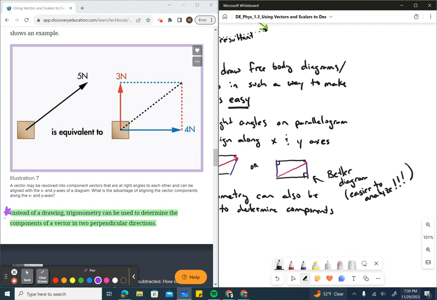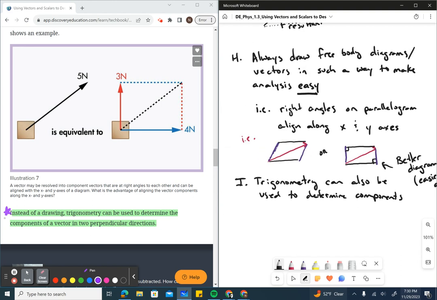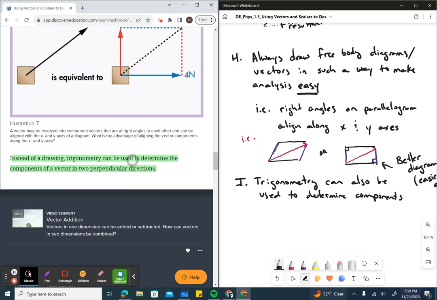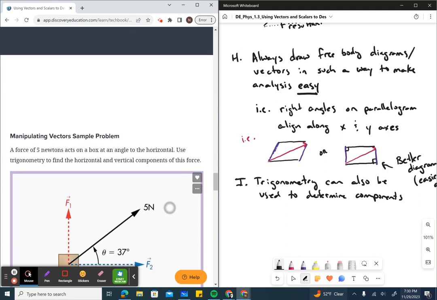Okay, so whenever you have a choice on how to represent your forces into component parts, try to make them as easy as possible. So let's get into this whole trigonometry thing. Let's just get done with this because there's a lot that we're talking about here.